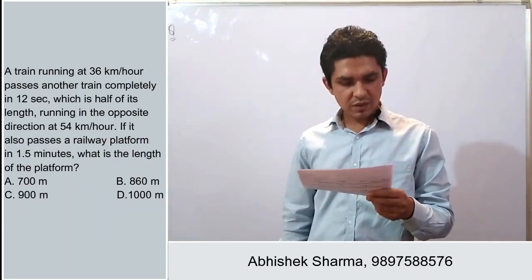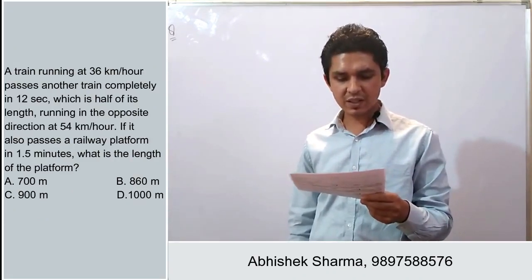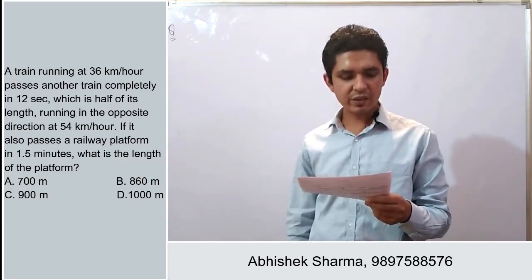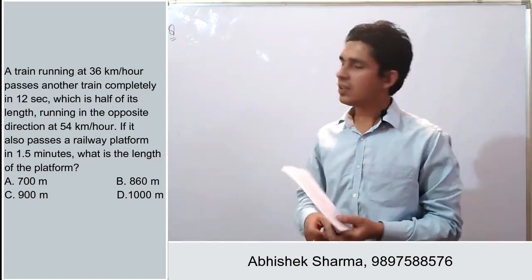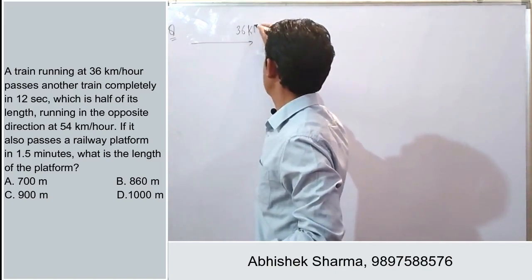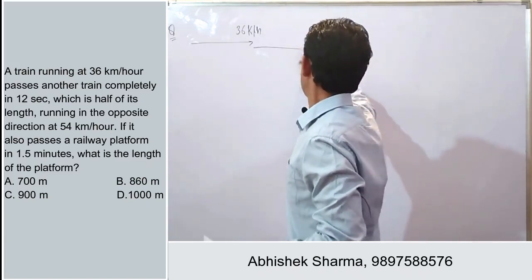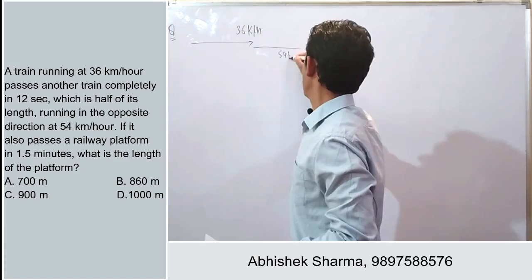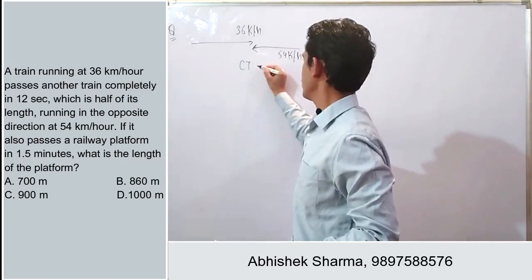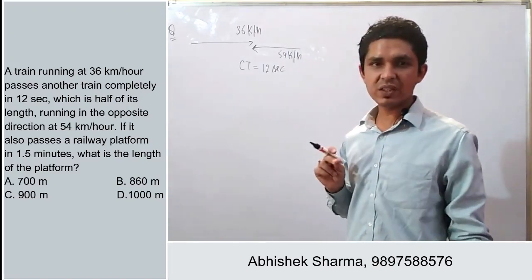So our next question is, a train running at 30 km per hour passes another train completely in 12 seconds, which is half of its length, running in opposite direction at 54 km per hour. So let us make the thing like the question is, a train running at 36 km per hour passes another train which is running at 54 km per hour in 12 seconds. So here crossing time is equal to 12 seconds, and which is half of its length.